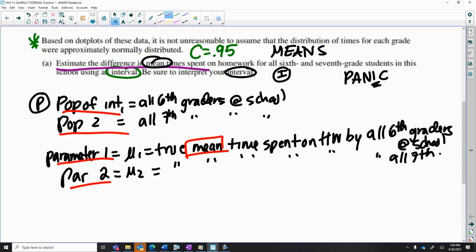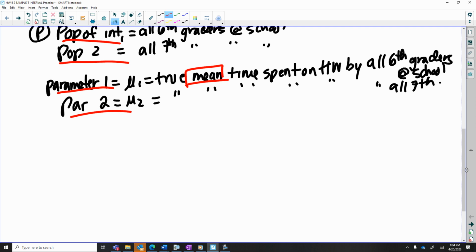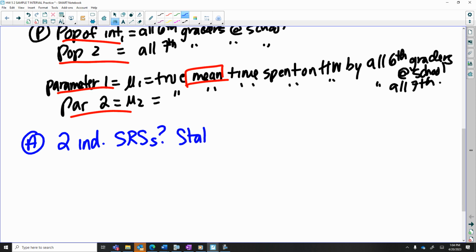And now we're going to move on to the A step. A stands for assumptions or conditions. The first assumption we have to check is that there are two independent, simple random samples. So it's stated in the question that they were random samples, randomly selected from the respective grades.